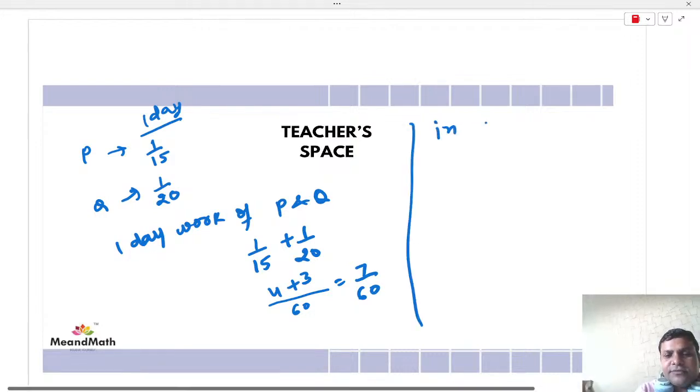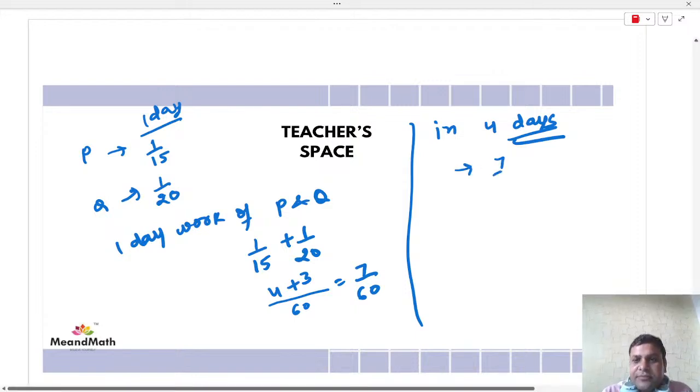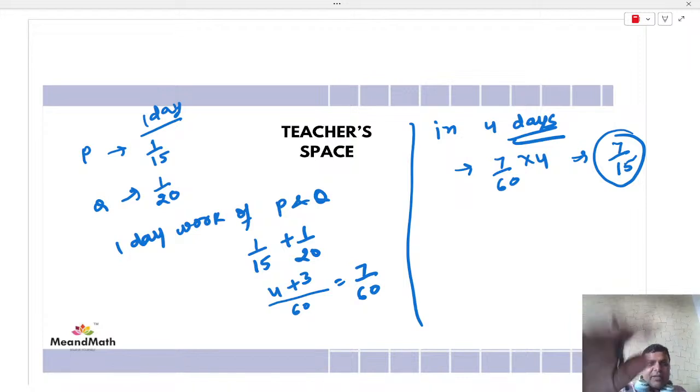So in 4 days, if they work together for 1 day, they can finish the portion of 7 upon 60. According to the question, they are working together for 4 days. So in 4 days, they can complete 7 upon 60 into 4 work. So this is 7 upon 15. So how much work did they complete? 7 upon 15 work is completed in 4 days. So remaining work here.